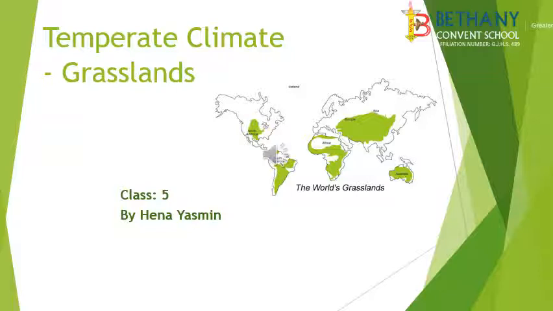Temperate zone. Do you remember? We read this in chapter 3. Temperate zone, the region lying between the torrid and the frigid zone on both sides of the equator, is known as the temperate zone.